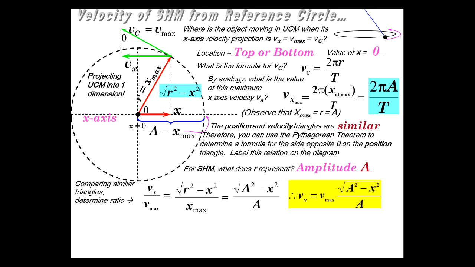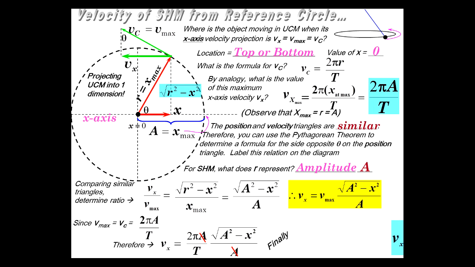And so we can solve for Vx. Vx max times the square root of a squared minus x squared over a. But now Vx max, or V max, same thing, is this. So let's go ahead and include that idea. Vmax is Vc is 2 pi a over t. So now Vx equals 2 pi a over t, times the square root of a squared minus x squared over a, and the a's go away. And there's our formula for the speed of an object in uniform circular motion anywhere on the x-axis.